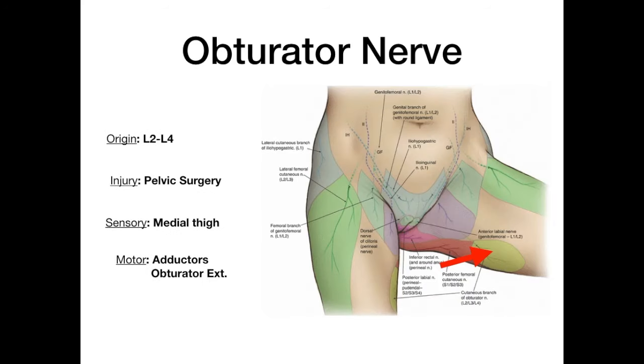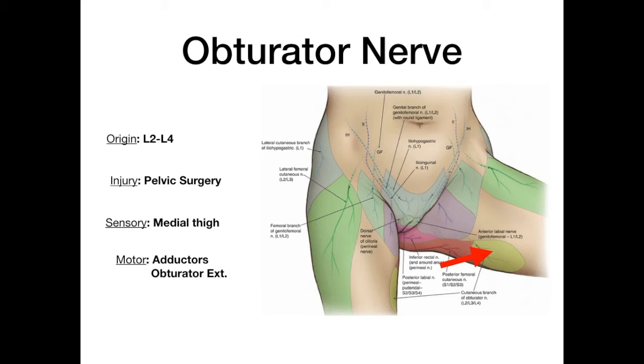Our next nerve is the obturator nerve. The obturator nerve comes from the L2 to L4 roots, and it's classically injured due to pelvic surgery. The obturator nerve provides sensory innervation to the medial thigh, which you see depicted on the slide with the red arrow. So it's sort of that mucus-colored patch on the medial thigh. Now, motor for the obturator nerve is the obturator externus and the adductors of the thigh.